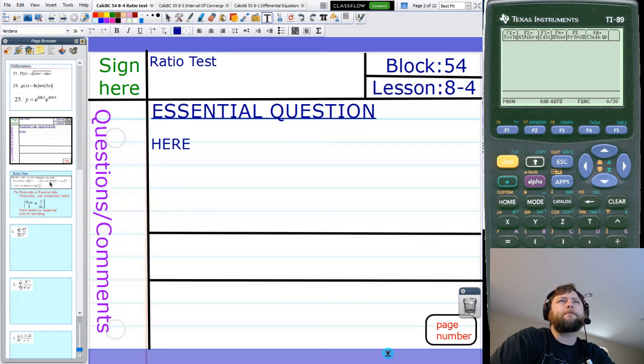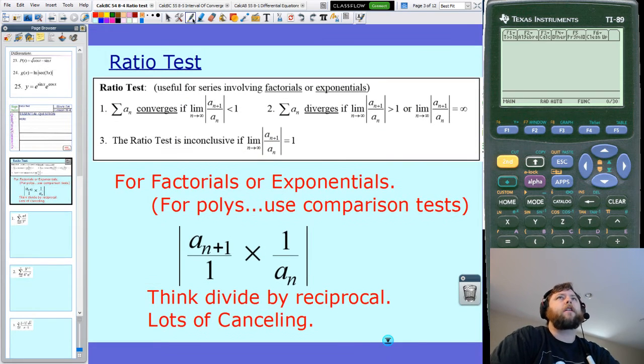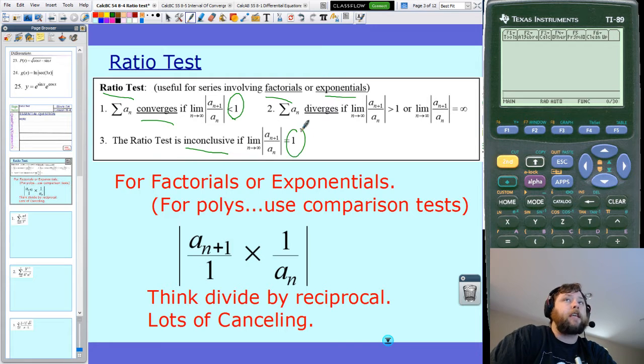Let's begin. The ratio test is going to be our last test of convergence or divergence. And here it is, your ratio test. Usually we use this when we're involving factorials or exponentials. Your sum converges if the limit of a sub n plus 1 divided by a sub n, or the absolute value of that, is less than 1. It diverges if it's greater than 1 or if it's going to infinity, and the test is inconclusive if the limit equals 1.